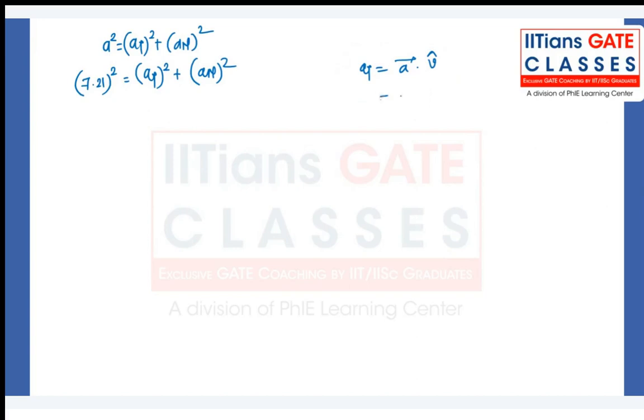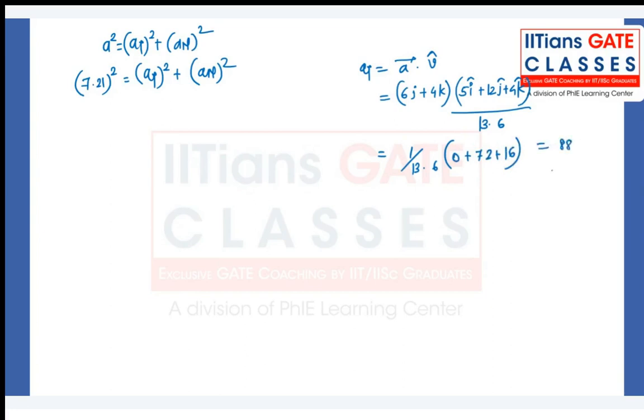And what is a bar? 6j plus 4k. And v cap is what? 5i plus 12j plus 4k, divided by mod of v bar, that is 13.6. So 1 upon 13.6 into 0 plus 72 plus 16, should be 88 divided by 13.6, and how much? Something like 6.47 meters per second square. Okay, take this one, at is 6.47.